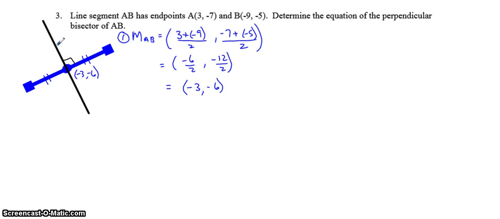The next thing we need is to know that since this line is perpendicular, it has the opposite reciprocal slope of AB. So we need to calculate the slope of AB. That's the second step. So the slope of AB is y2 minus y1 over x2 minus x1.